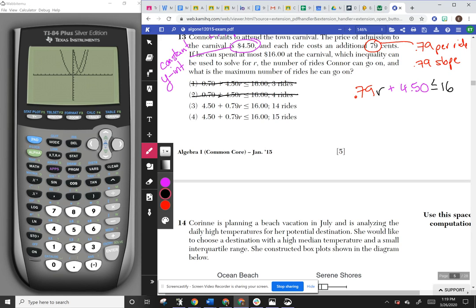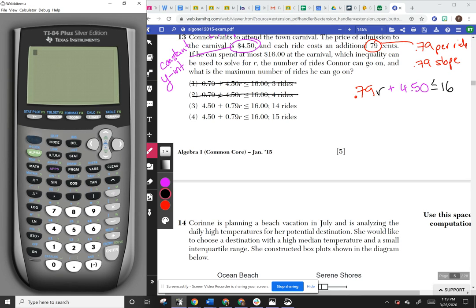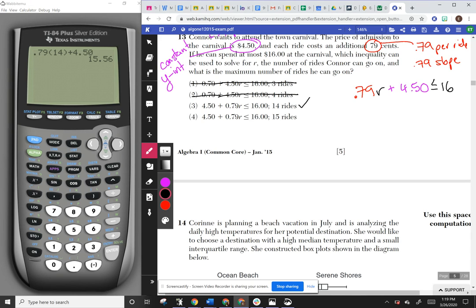Okay, so for this, what I would do is put this in your calculator. So you got 0.79 times, let's test 14 first, so times 14 plus 4.50. That gives us $15.56. So he can ride 14 rides.